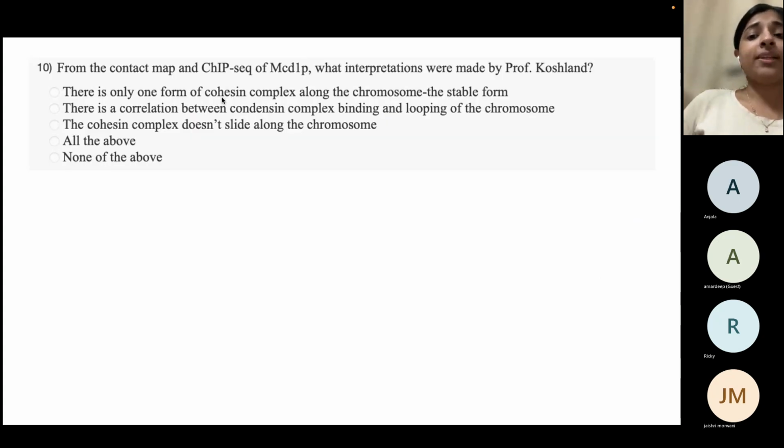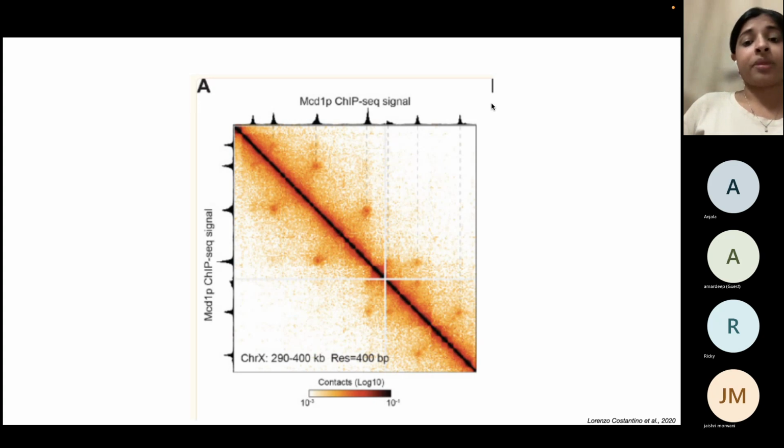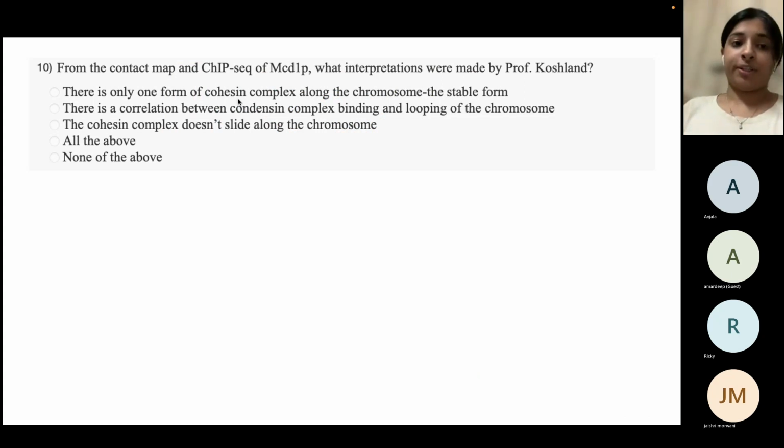The options given are the conclusions that are made. First, there is only one form of cohesin complex along the chromosome, the stable form. This is wrong because we've seen that there are certain stably bound cohesins bound to the high occupancy CARs, and there are other dynamic cohesins that keep binding and are dissociated by other proteins. So this is not correct. Second, there is a correlation between condensin complex and the looping of chromosome. There is a correlation with one of the SMCs, but it is not condensin, it is the cohesin complex. So this is also wrong.